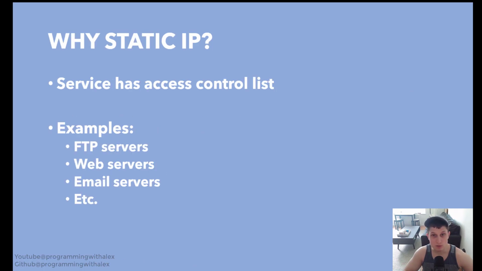First off, we need to ask ourselves, why do you want to set a static outgoing IP? If you're watching this video, you probably already have an idea of what you're trying to do. Let's go through a few common examples real fast. It's really centered around access control lists. Examples could be FTP servers, web servers, email servers.